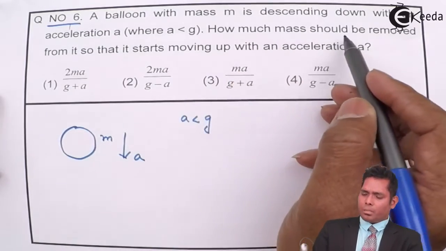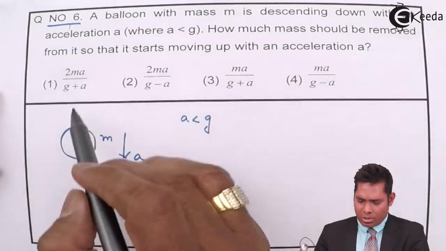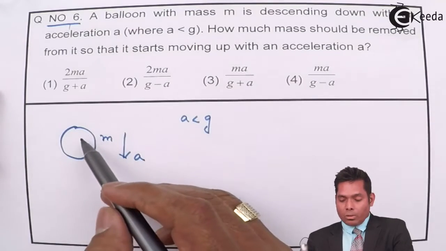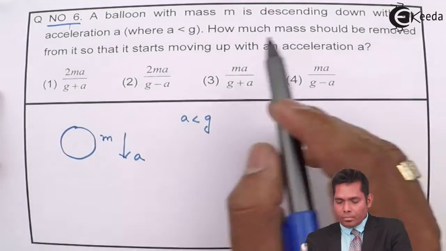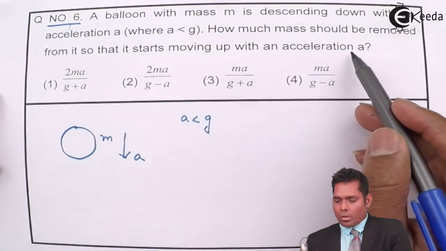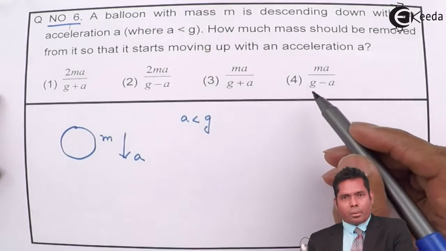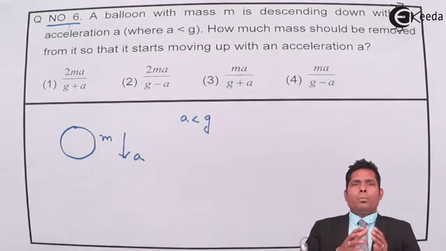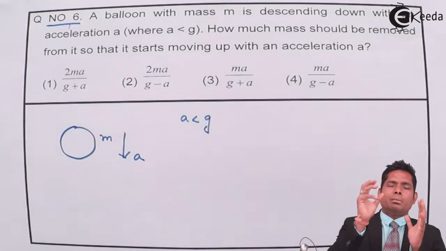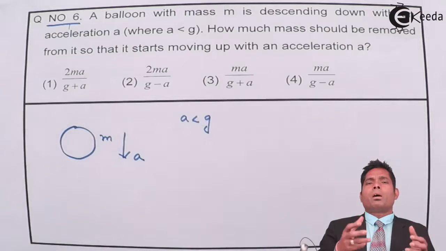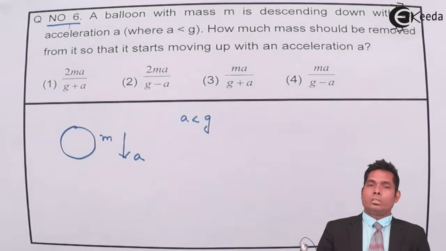How much mass must be removed from it? So how much mass you withdraw from this balloon so that it starts moving up with an acceleration a, the same acceleration a. That means the balloon which is supposed to be moving down with an acceleration a, you have to make it move up with the same acceleration a. To do that, you have to remove some mass from the balloon. So that is the question, how much mass is to be removed from the balloon.